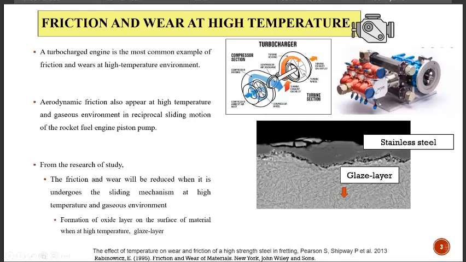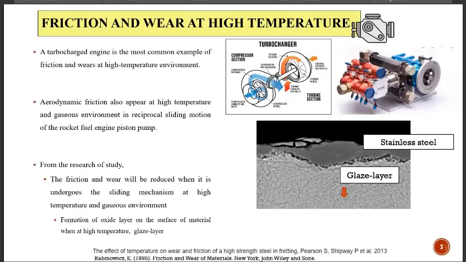Another example is aerodynamic friction at high temperature and gaseous environment that occurs in the reciprocal sliding motion of a rocket fuel engine piston pump. It is also an example showing that friction and wear always happen in the mechanical field. From my research, friction and wear are reduced when two surfaces undergo sliding at high temperature and gaseous environment, due to the formation of an oxide layer on the surface of the material that reduces direct contact between the two surfaces.